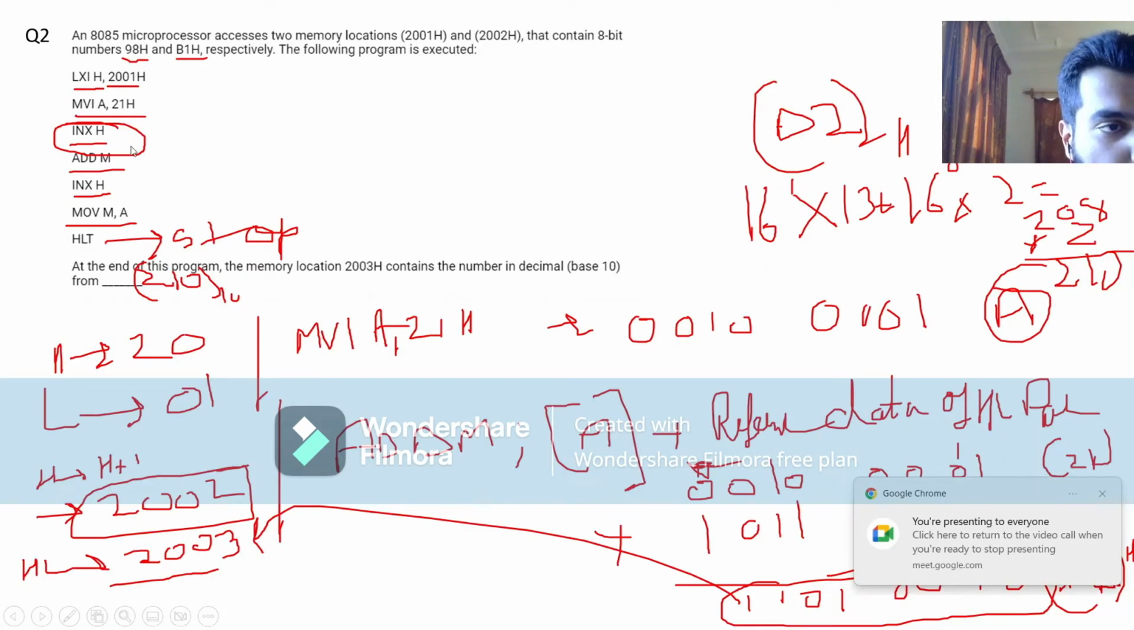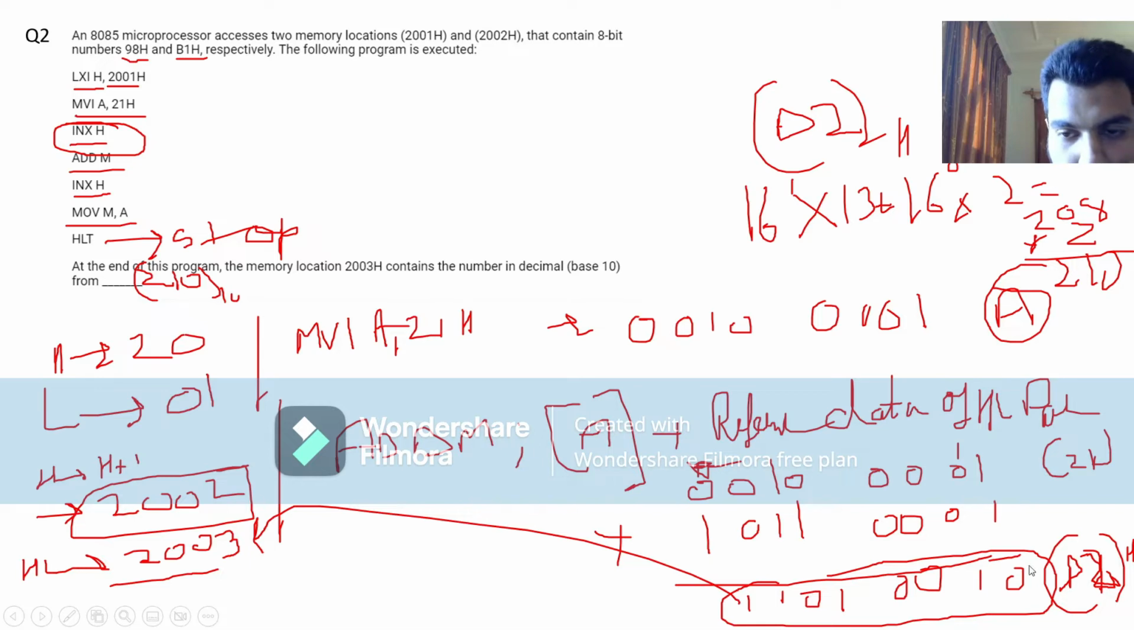So after addition, our result was D2. Then we are incrementing with INX H. HL was 2002, now HL becomes 2002 plus 1, that is 2003. And then the contents of accumulator A are stored in this memory location, that is 2003. So at 2003 we will have this D2 hex, but we need to find the number in decimal.